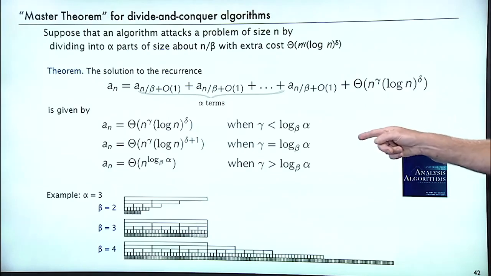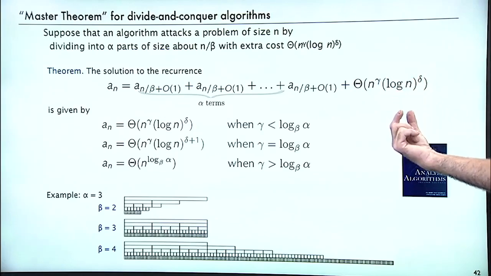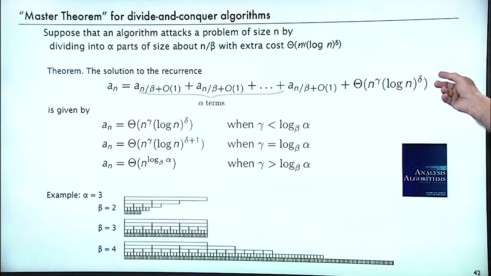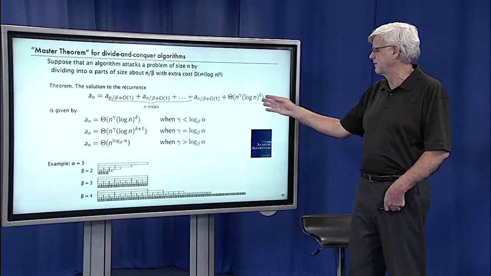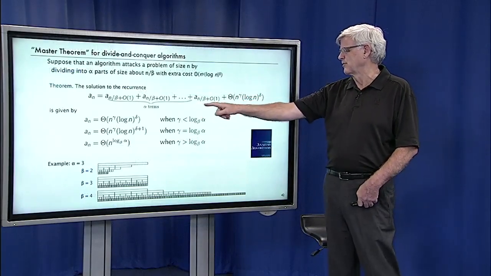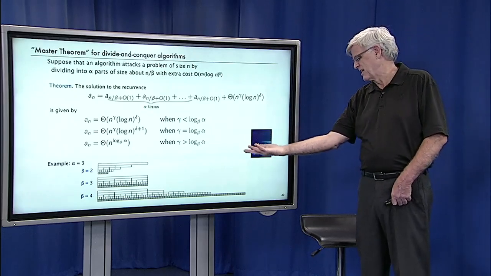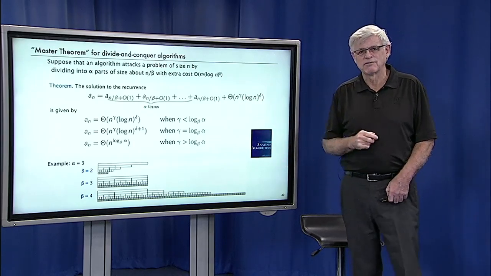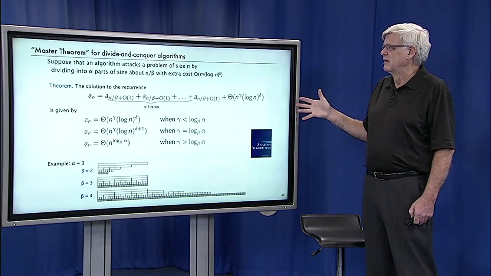If, on the other hand, you're dividing into 3 parts, but they're small, then what's going to happen is that really all that matters is the first cost. And the rest of them become not so significant. So really the cost of doing it the first time is what counts. But if your problem sizes are bigger, then it's all about the number of problems that you get at the end. And that's where n to the log base beta of alpha comes in. So that's the master theorem for divide and conquer algorithms.